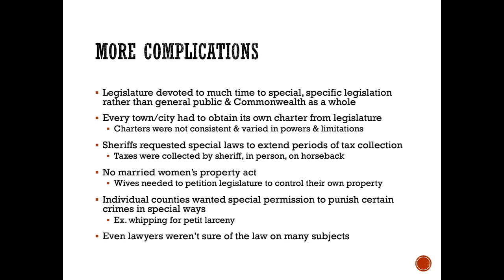Married women didn't have rights over their own property, so they actually had to petition the legislature individually to control their own property. And individual counties sometimes wanted special permission to punish certain crimes. So, for example, they wanted to do a public whipping for petty larceny. Essentially, the legislature passed so many special and specific laws that even lawyers really weren't sure what the law would be for a particular subject. So it got very complicated very fast.